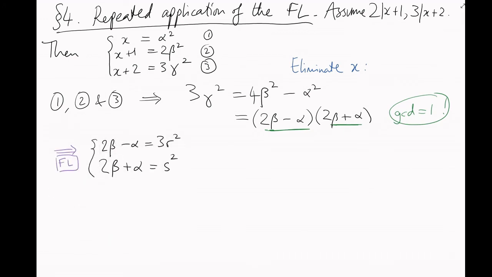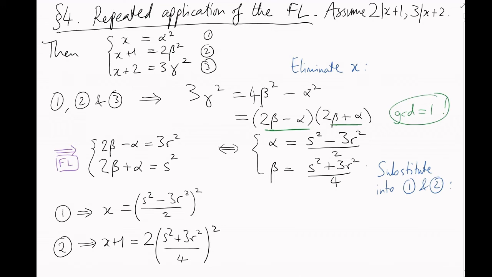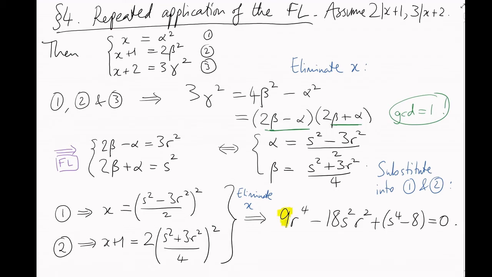Let's write alpha and beta in terms of r and s, and now substitute these into our original expressions for x. So x equals alpha squared, and x plus 1 equals 2 beta squared. And now we can eliminate x again. After a bit of simplification, we get a quadratic equation in r squared. So now we can just write down the solutions using the quadratic formula.